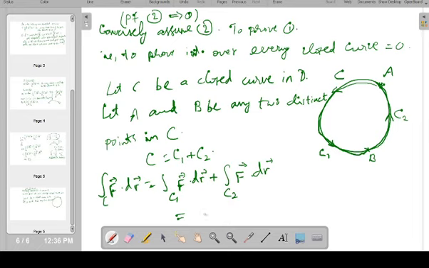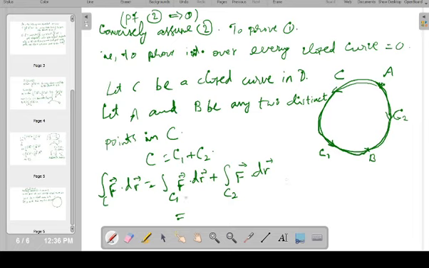So C2, I cannot make this way, I have to make the other way around. That means starting from A and ending at B. So just a second. So C2 is the curve starting at A and ending at B. So both C1 and C2 are curves with the starting point A and the ending point B.